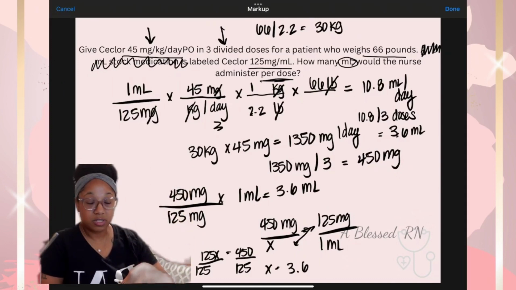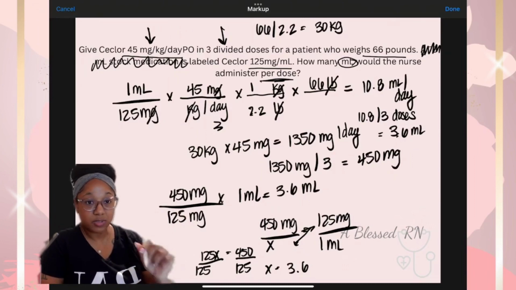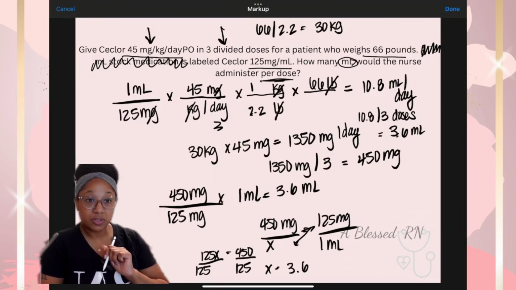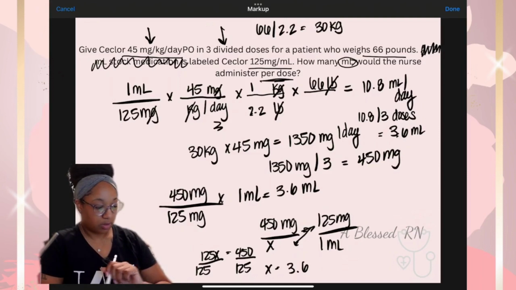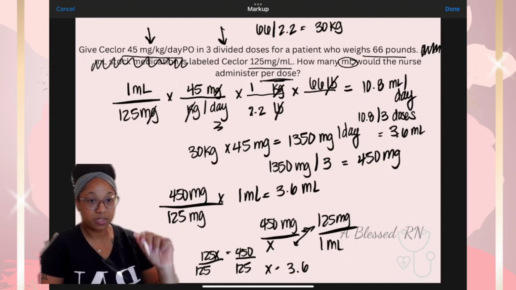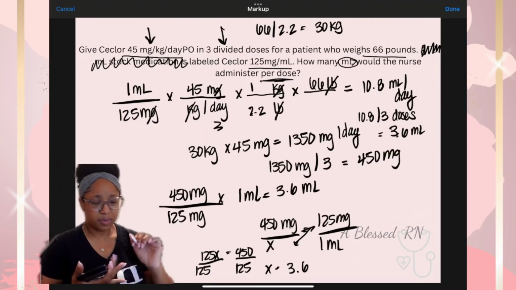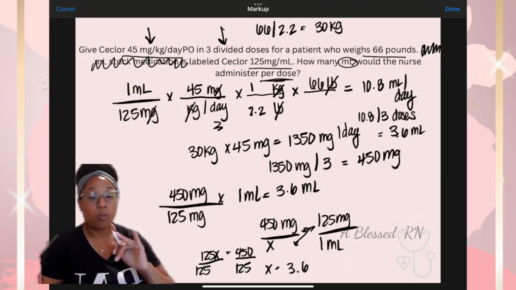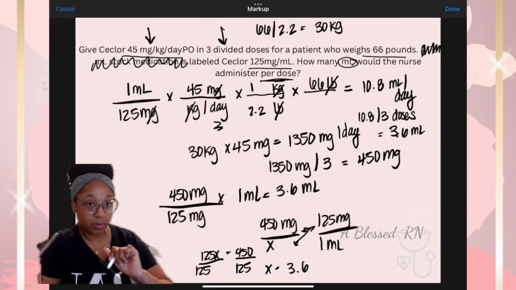If you don't want to do a dimensional analysis way, PPP, patient prescription product. The first thing is to take that patient's weight divided by 2.2 and get your kilograms. Multiply it by your prescription. So that's your 45 milligrams per kilogram. That's going to give you how many milligrams? Because it could say 45 milligrams per kilogram per dose or per day or per minute, per hour, whatever it says. You have to look at what it's asking and what it's telling, okay?